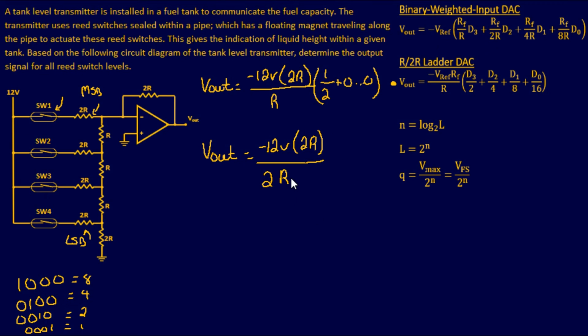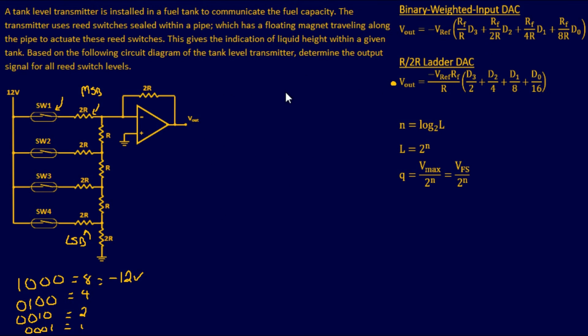So which means if you're doing simple algebra, these two cancel out, which means your first V out for this guy right here is going to be negative 12 volts, because V out equals negative 12 volts. All right, let's do the next level. Let's say the float lowers a little bit because the tank's emptying a little bit and goes to the next reed switch, so switch number 2. So let's determine that one.